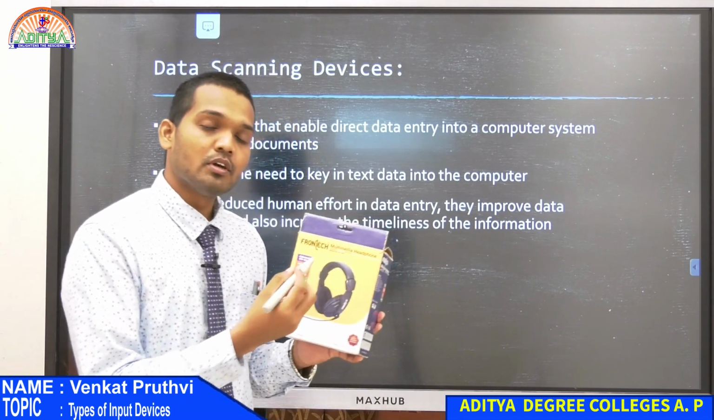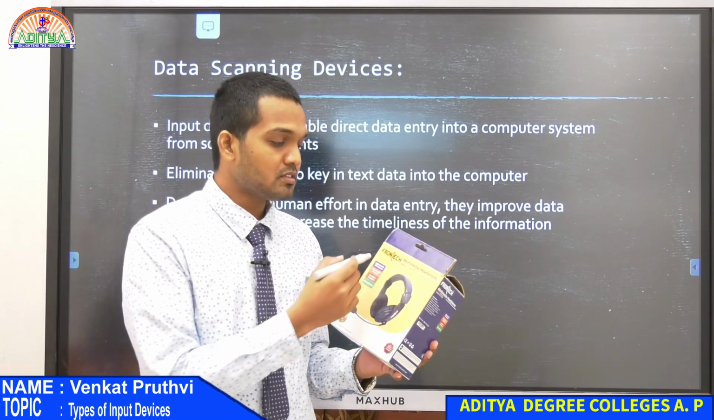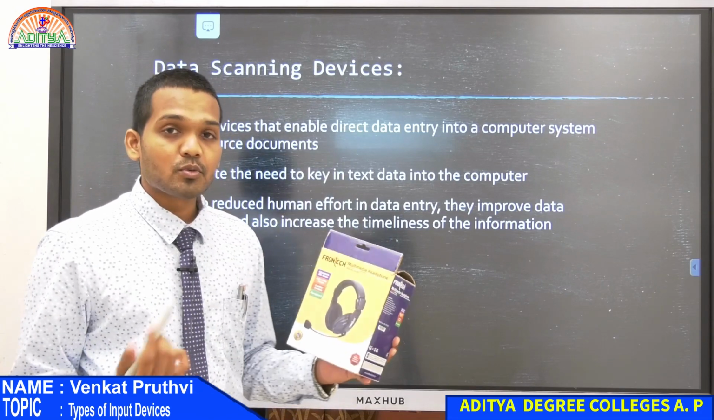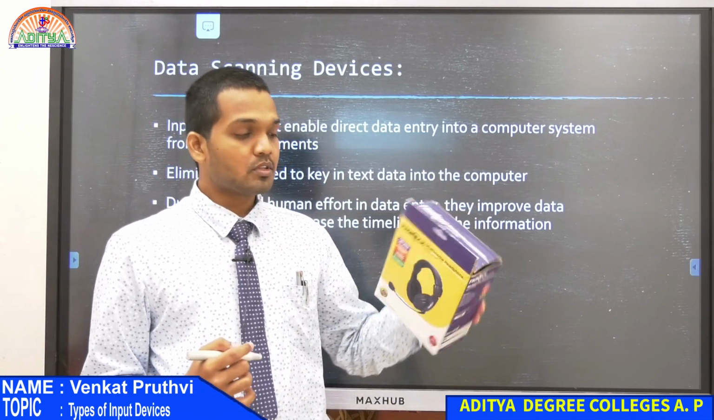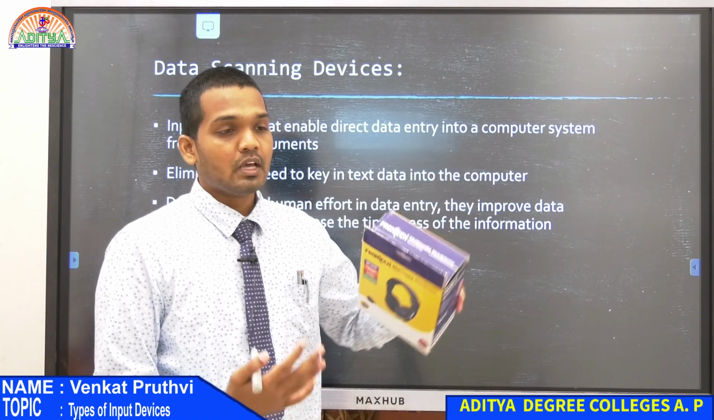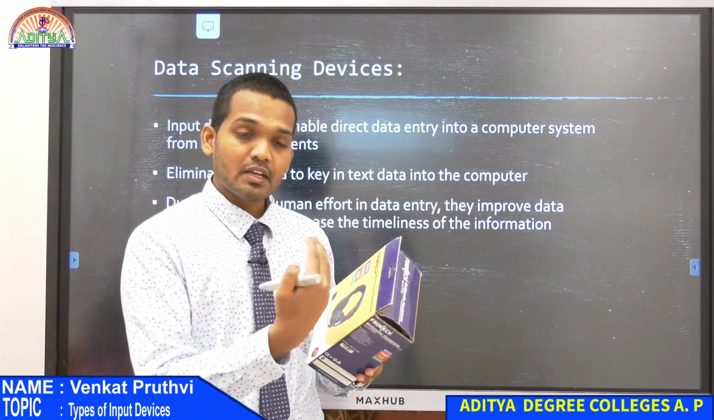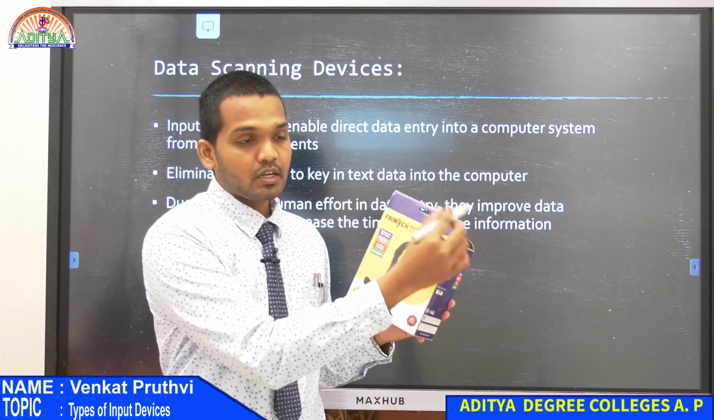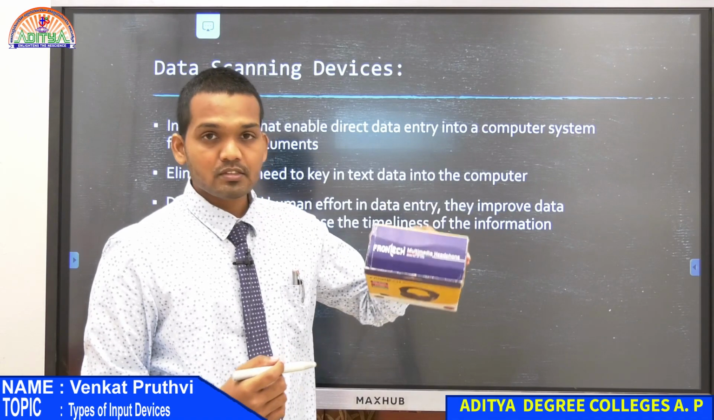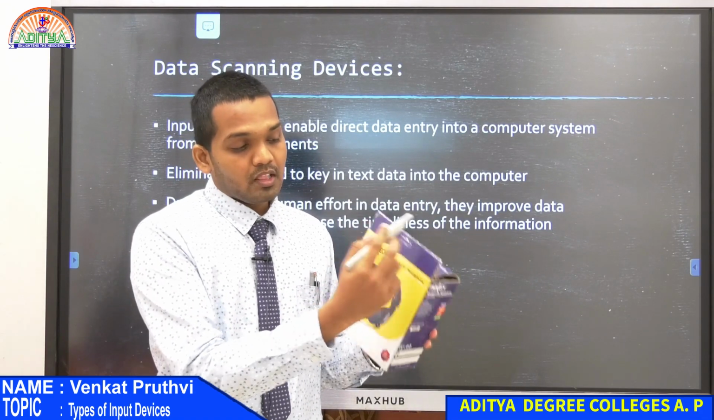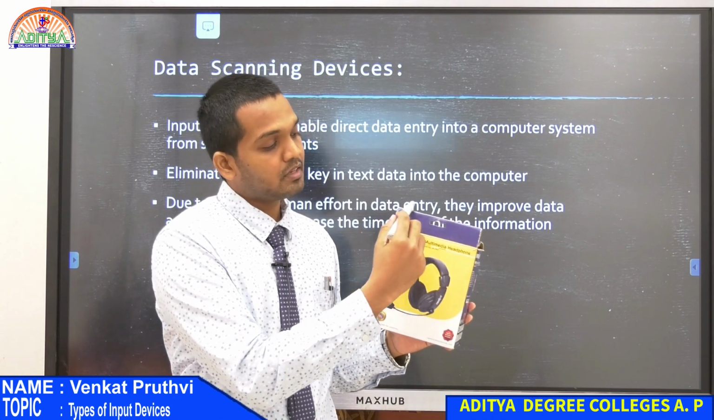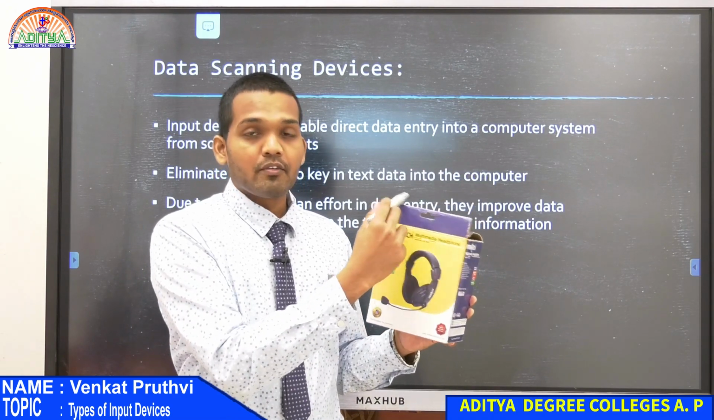If I give the input from the keyboard, only then I can save these names in my computer. But with the help of these scanning devices, what are we able to do now? I'll just place this onto the scanner, and the scanning device is able to scan whatever range it has for scanning. Whatever data is available in that range, it will scan. So it will be scanning from here till here.